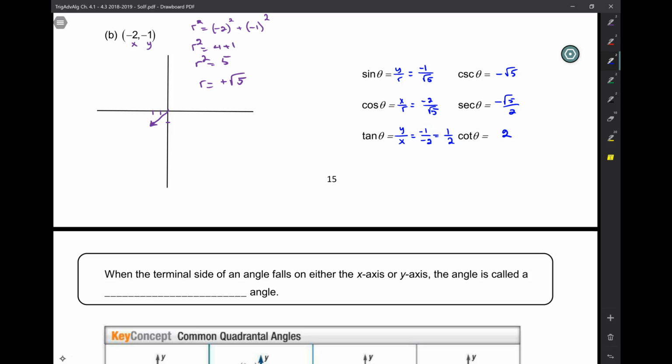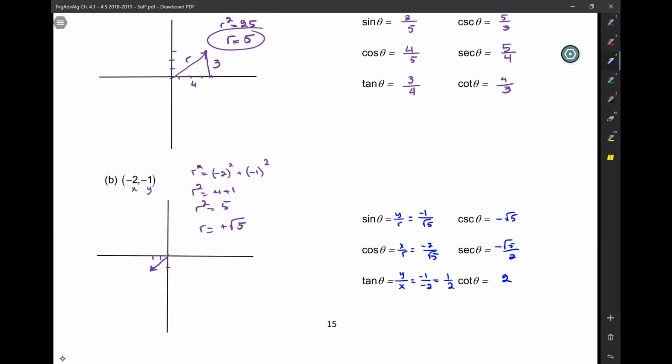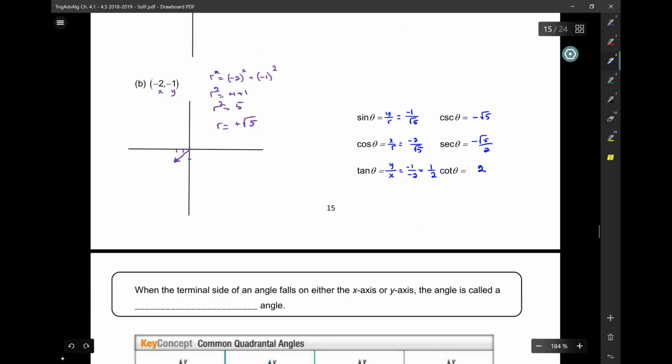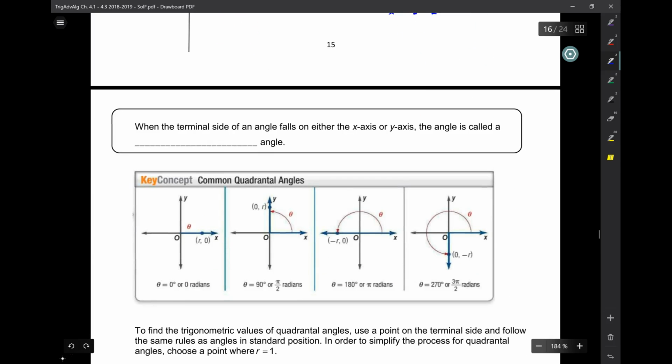All right, cool. So now, this is all fine, but you know, if I were to pick any random point, yeah, it could be inside one of these quadrants, but if I pick any random point, close my eyes and pick a point, it could also fall right on the axis, right? When the terminal side falls on one of those axes, that angle has a special name. What is it? It's a quadrantal angle. Okay?